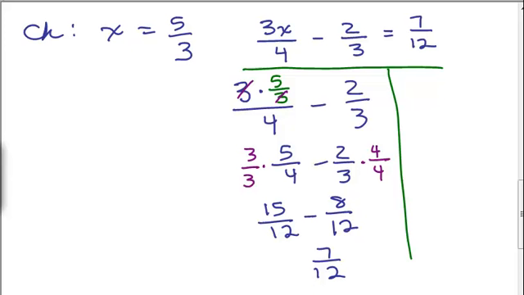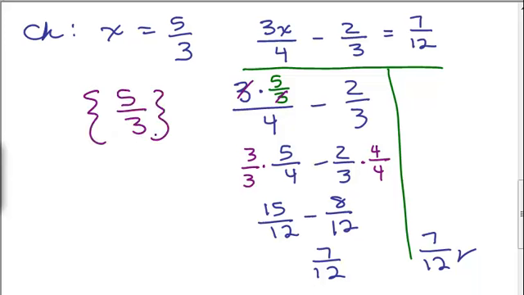Now you look at the right side, and there is nothing to plug in for x. You already have it simplified. And if you have the same number on both sides, that means when you plugged in x equals 5/3, the equation is true. You got the same number on both sides. So that means that yes, that was the correct solution. 5/3 is the solution to this problem.